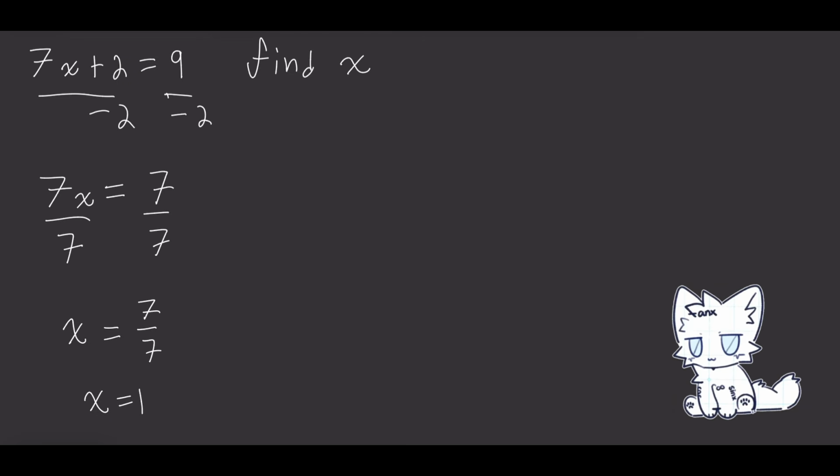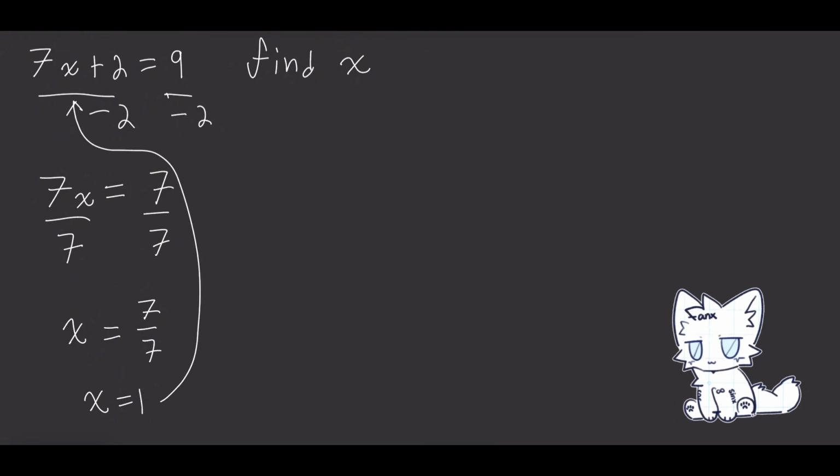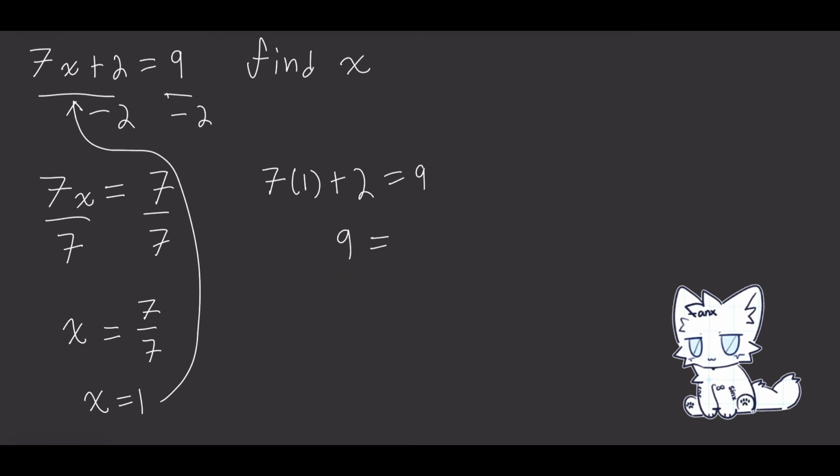Now, if you want to test and see if your answer is correct, we can just plug it back into the equation. So we will have 7 times 1 plus 2 is equal to 9. 7 plus 2 is 9, and 9 is equal to 9. So we know that this equation is true. Let's try another problem.